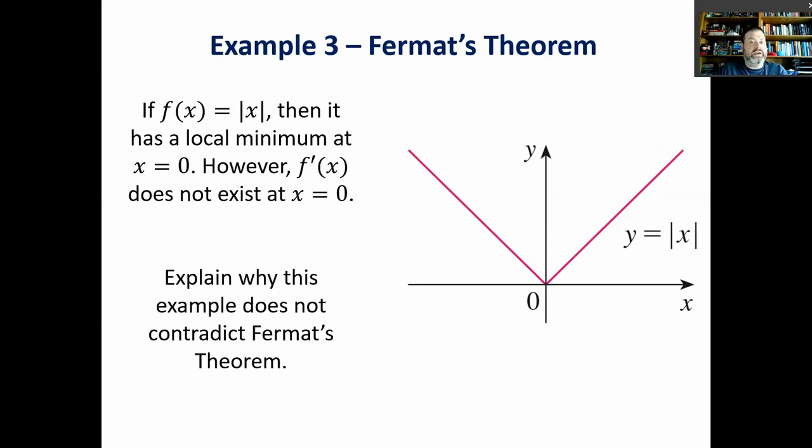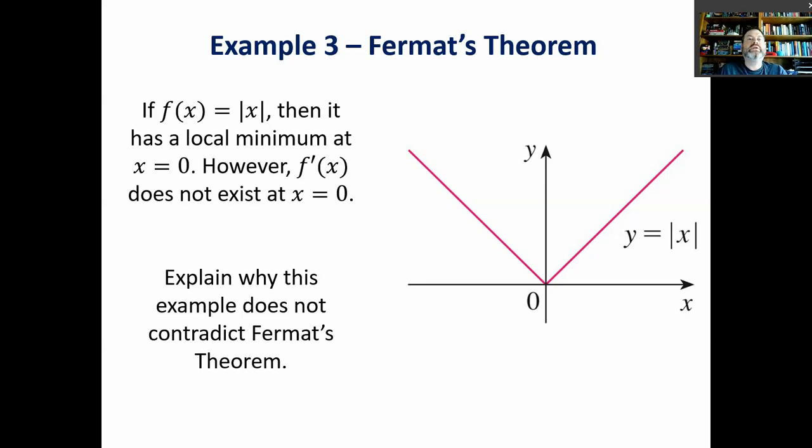Is the second if satisfied? What is the second if on Fermat's theorem? Well, the second if is that the derivative must exist at that local minimum or maximum. Here, the local minimum is at 0, but the derivative does not exist at 0. Because our second if statement isn't satisfied, we can't use Fermat's theorem here. It does not contradict Fermat's theorem, we just can't use it.